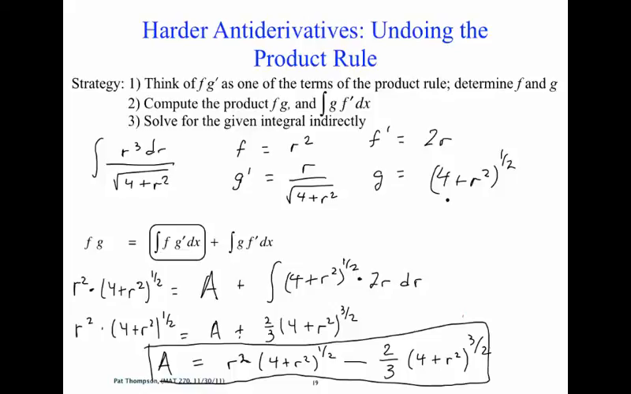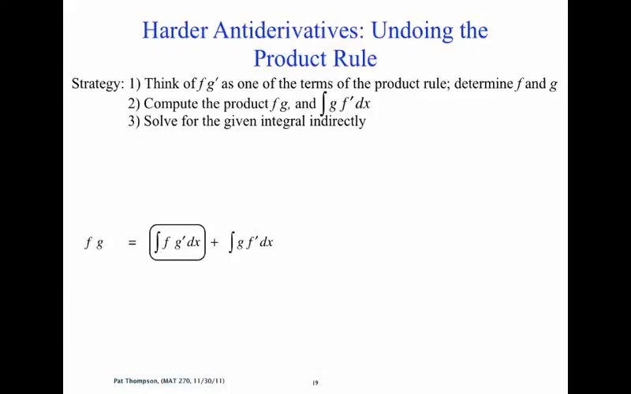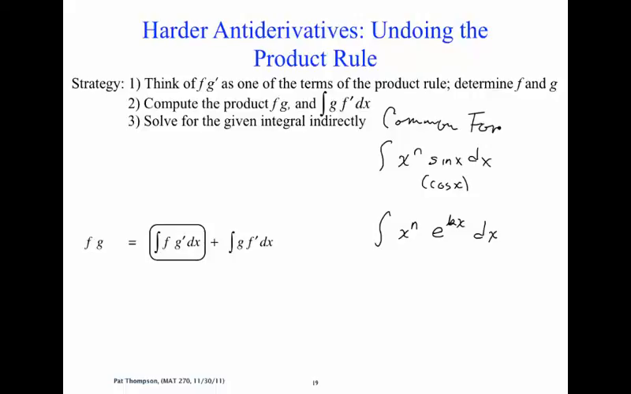You're welcome. Questions on this? So you got to practice now. So I want you to practice. Okay, so we've seen kind of what these are for. In general, these are for x to the n sine x or cosine x. That's a common one. You've got x to the n e to the kx. That's a common one that you see for this undoing the product rule. So these are common forms for this technique.